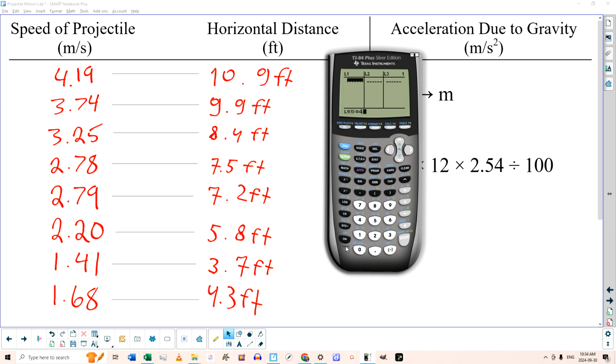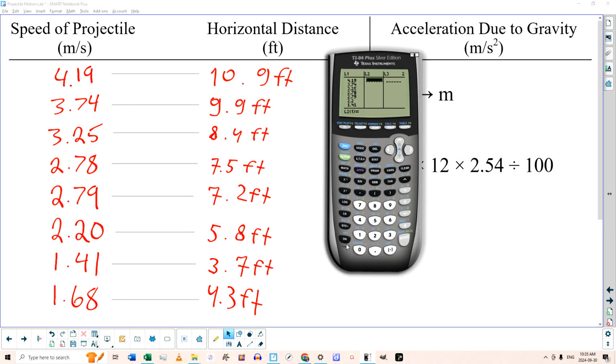So I'm going to take a minute and do that. You can do the same: 4.19, 3.74, 3.25, 2.78, 2.79, 2.20, 1.41, and 1.68. Always check to make sure that you've entered the data correctly, because at some point we're going to quit out of here and we won't see those numbers anymore. I'm just double checking mine.